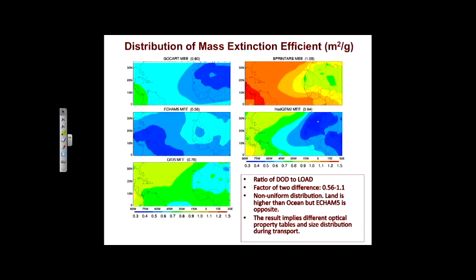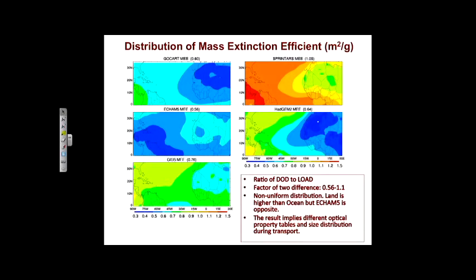And how about the mass extinction efficiency? Here, you get mass extinction efficiency. Given a mass, you convert that to AOD. That's how people do it. Some models use 0.6, and higher means you don't need as much dust mass to calculate AOD. Here it's 1.05, so it's a very large difference. That could be from optical tables.